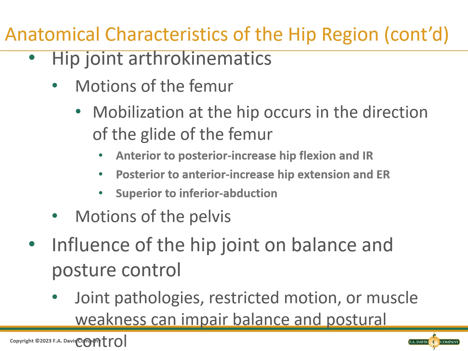We'll do posterior to anterior mobilizations to increase hip extension and external rotation, and we'll do superior to inferior mobilizations to increase hip abduction. When the pelvis is moving, that is going to be our concave surface moving on our convex, and that's going to occur during our closed chain motions.